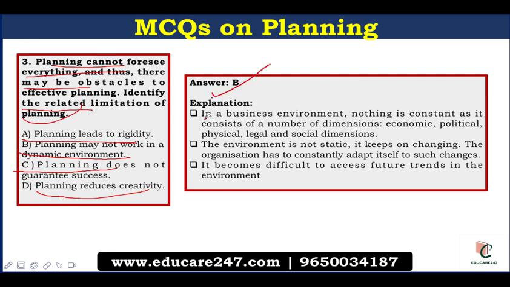In a business environment, as nothing is constant, it consists of a number of dimensions, which include economic, political, physical, legal, and social dimensions in which an organization needs to function. The environment is not static and it keeps on changing. Thus, an organization has to constantly adapt itself to such changes. It thus becomes difficult to assess future trends in the environment. So planning needs to be done keeping in mind the future prospects as well. However, there may be limitations to planning due to the non-availability of correct information and data. Moving on to the next question.